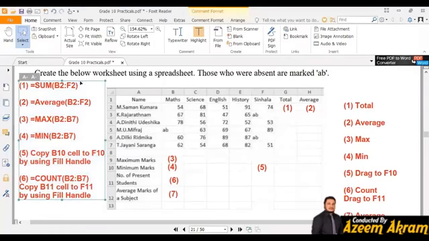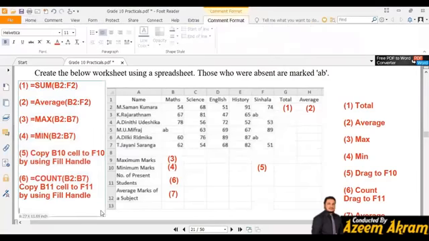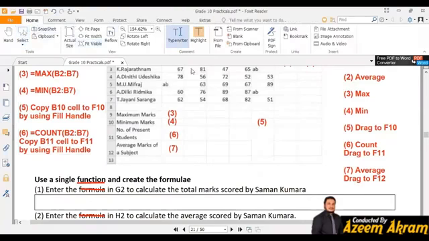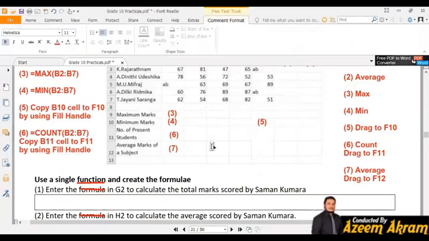So just drag it up. Right, now the 7th one. There is no space here, so I'm typing here. The 7th one, what is that? Equal average, B2 colon B7, so equal average in brackets B2 colon B7.